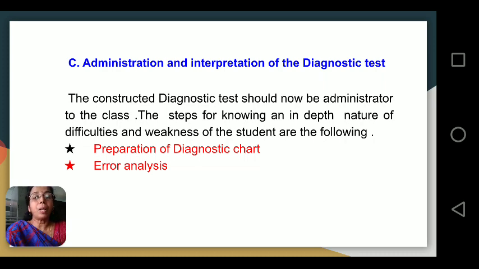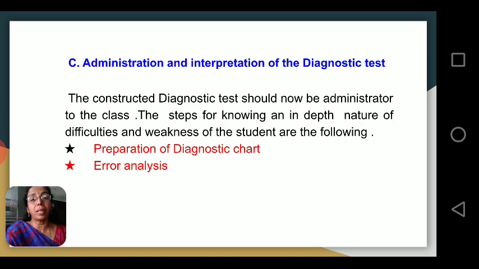And after this preparation of the diagnostic chart, you have to do the error analysis. Error analysis means you have found out the errors committed by learners, individual wise and group wise. You have to analyze the errors and find out or hypothesize the probable causes for these errors. For that, you have to again prepare a chart depicting the errors committed one by one and the probable causes for these errors.